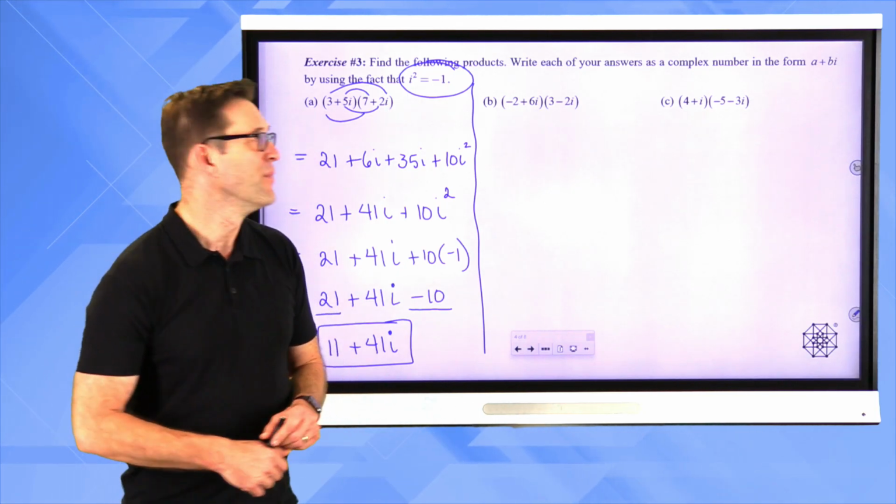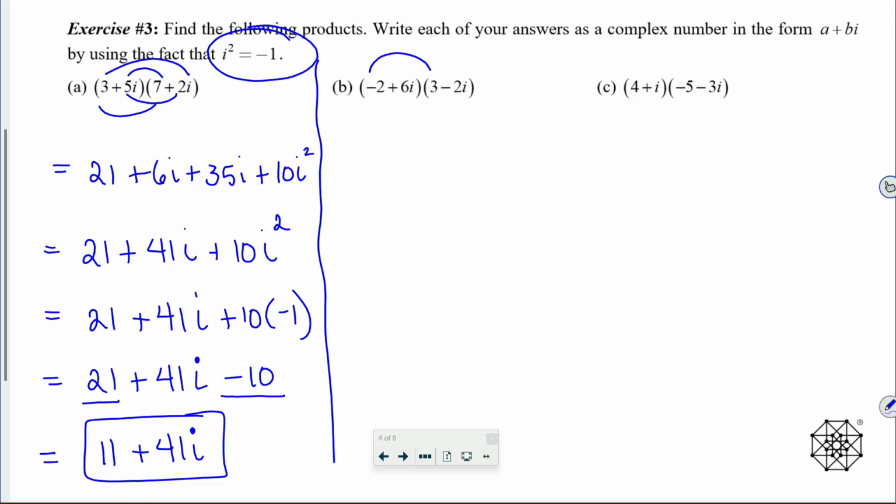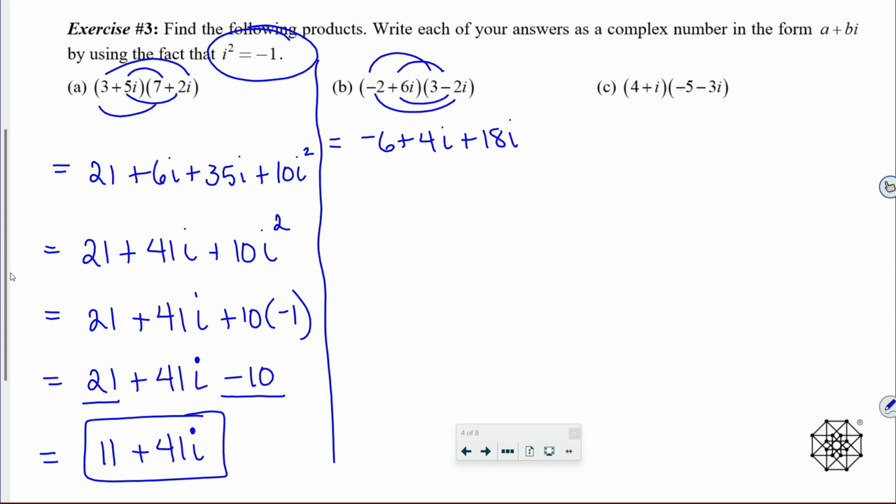All right, let's do it. So first, I've got -2 times 3, and that's going to be -6. Then I'll do outer. I have -2 times -2i, which will be positive 4i. I have inner, 6i times 3 is going to be positive 18i. And finally, I've got 6 times -2i, which will be -12i squared.